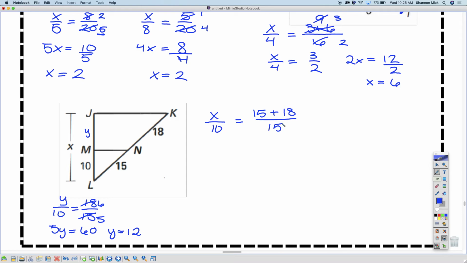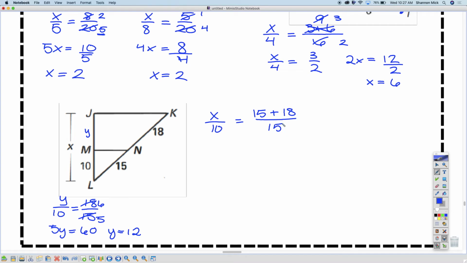Why does it have to be over 15? Because it's corresponding. The 10 corresponds to the 15, right? Okay, so did everybody get that? Everyone set it up like this? I messed up. Okay, so fix what you messed up. Do you want us to rewrite? Blaine, did you do this?